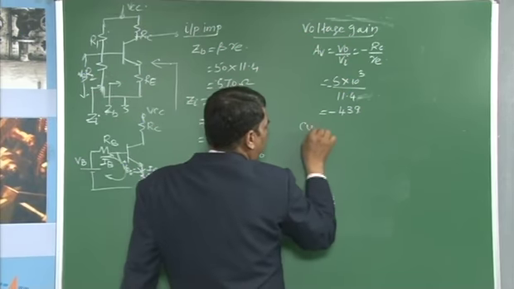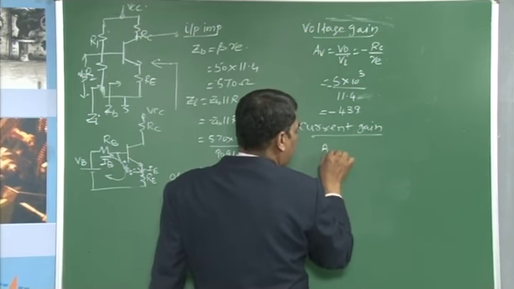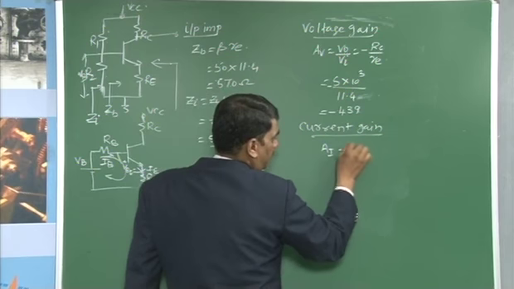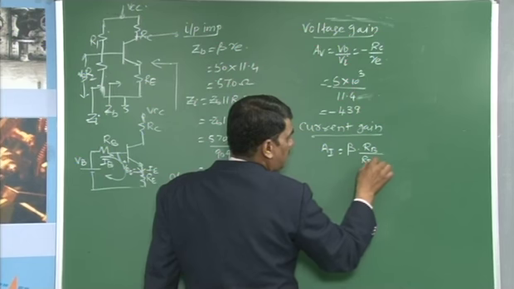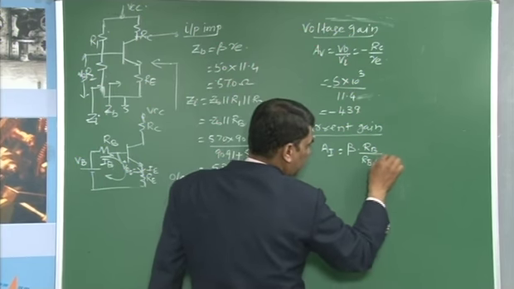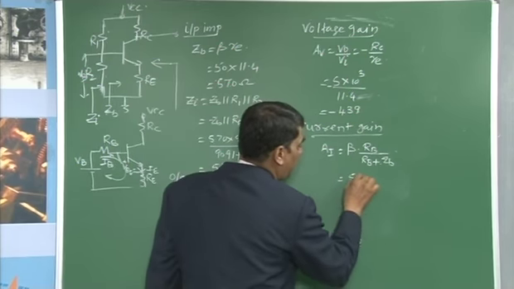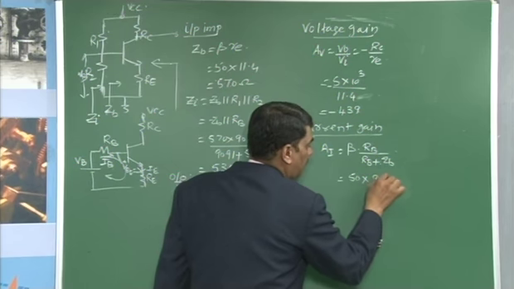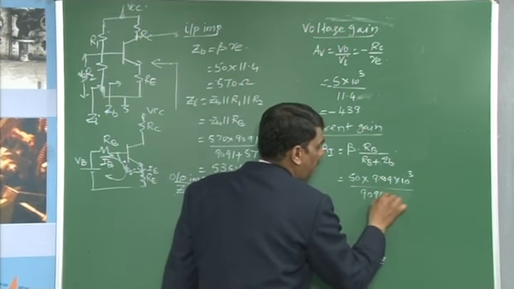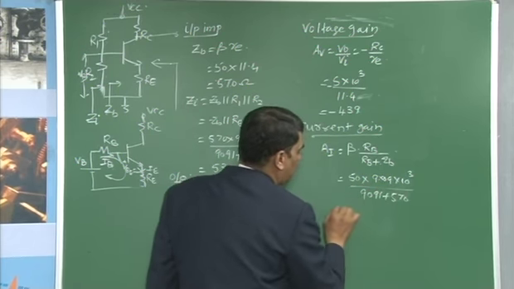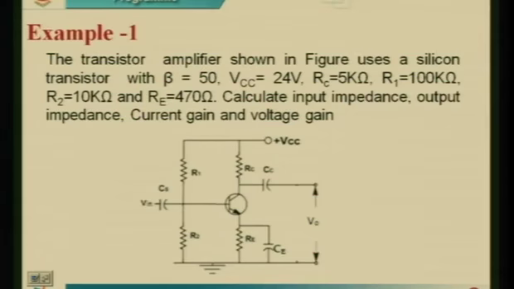The current gain AI is given by beta times RB divided by RB plus ZB. This is equal to beta is 50, RB is 9.09 into 10 to the power of 3, this is 9091 plus 570 ohms. This value is approximately equal to 47.05.